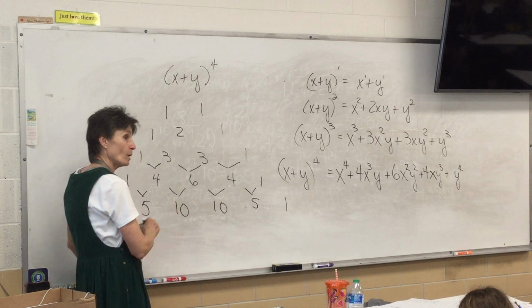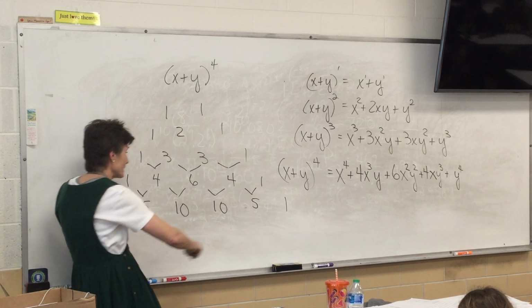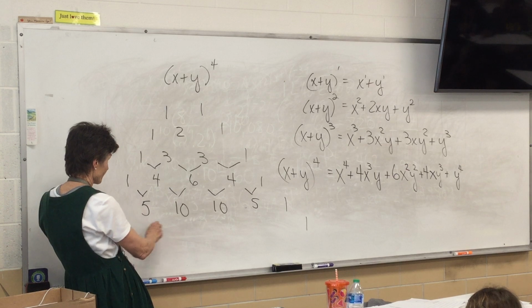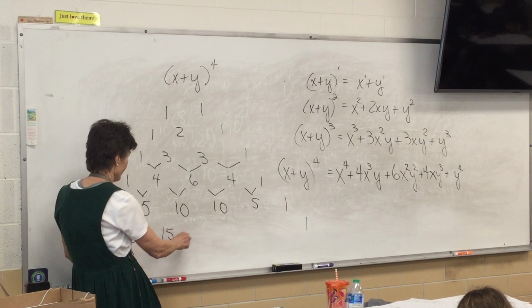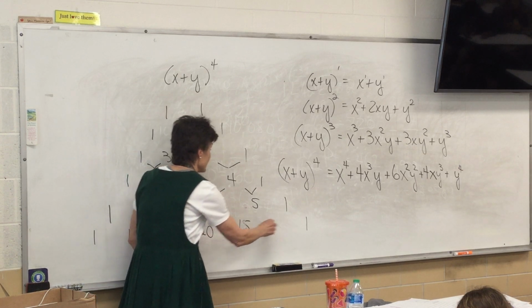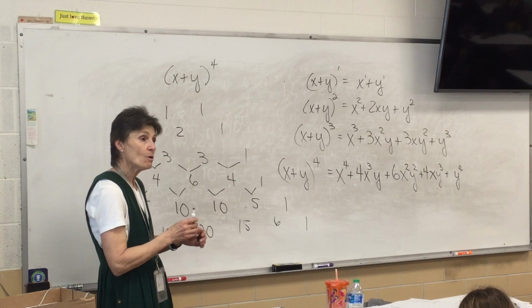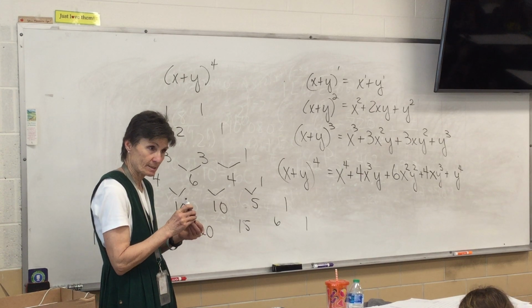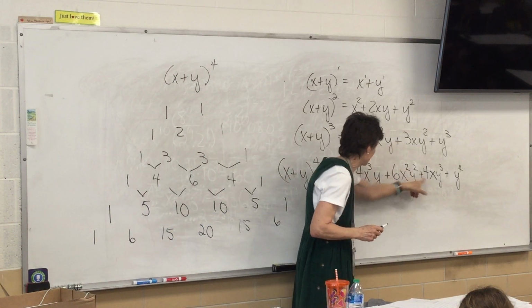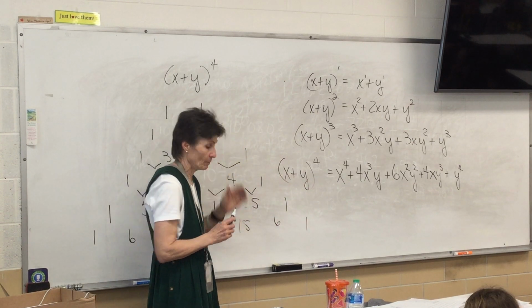And I'm going to do one more row, so it's in your notes. What would the sixth row look like? Remember, 1 on each end. And then this will be a 6, 15, 20, 15, 6, and 1. Now those are the coefficients. Those are these numbers right here. Okay? You've already figured out how to do the variables.